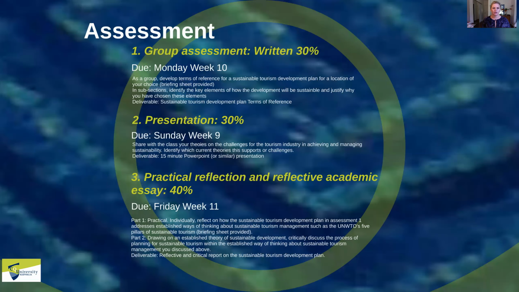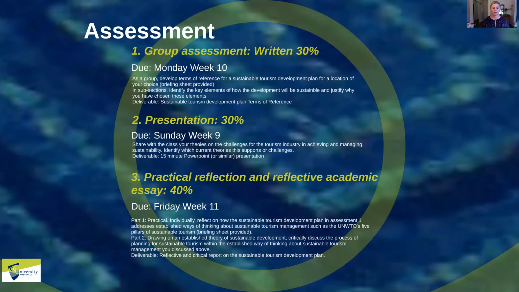Okay, so your assessment: you have 3 pieces of assessment for this unit, although the third one is sort of a blend of 2. The first piece of assessment is a written assessment that's worth 30%, and it's group work. You need to develop the terms of reference for a sustainable tourism development plan for a location of your choice. We've got a briefing sheet which is available on Moodle, and I'll show you through the Moodle site in a minute. That should talk you through in more detail what it is you actually need to do.